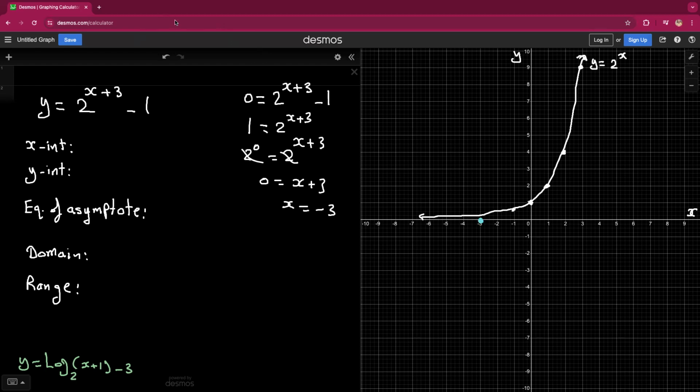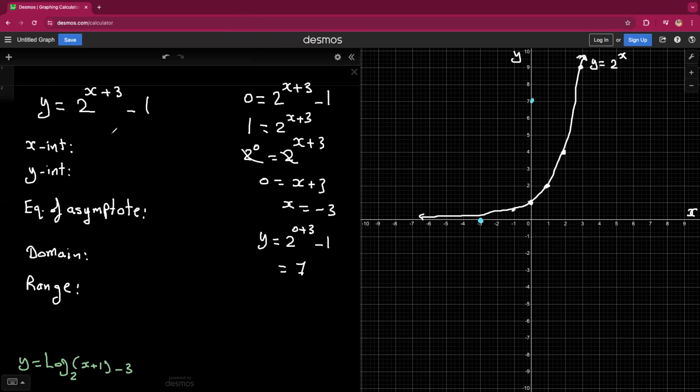Now let's calculate the y-intercept. And for the y-intercept, we make x 0 in the formula for the equation and solve for it. So the y-intercept will be y equals 2 to the power of 0 plus 3 minus 1. 2 to the power of 0 plus 3, that's 2 to the power of 3, which is 8, minus 1 is 7. So the y-intercept is 7, and I'm just going to use different colors. So the y-intercept is 7. Okay.